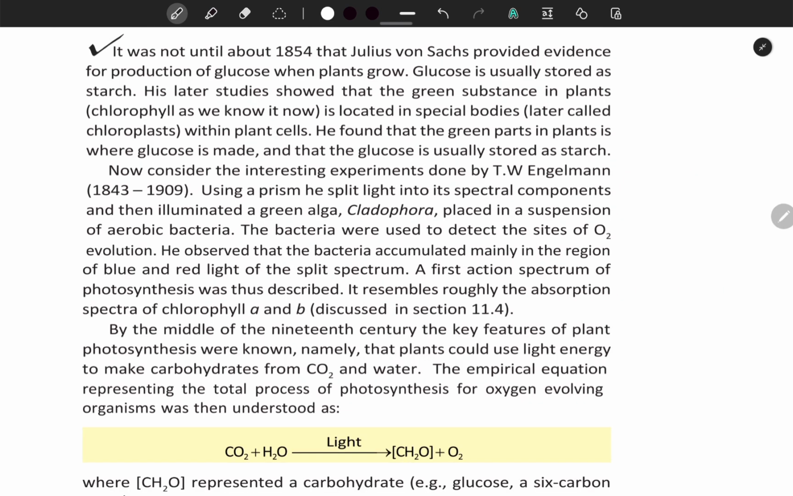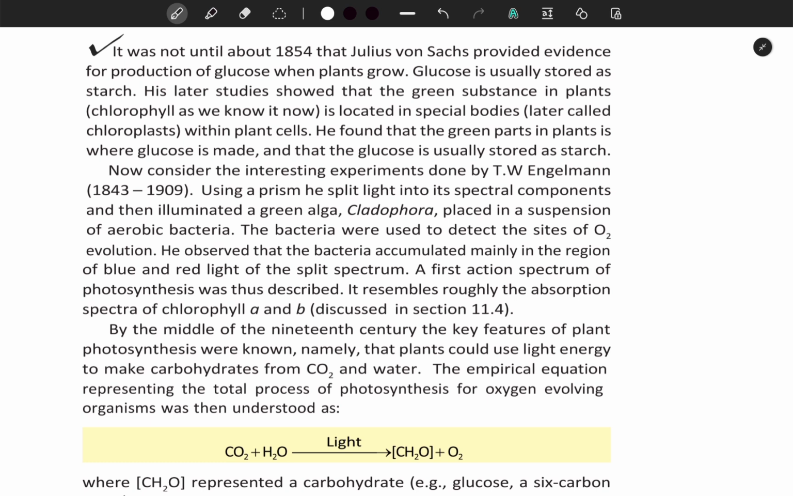It was not until about 1854 that Julius von Sachs provided evidence for the production of glucose when plants grow. Glucose is usually stored as starch. His later studies showed that the green substance in plants, that is chlorophyll as we know it, is located in special bodies that were later called chloroplasts within plant cells.